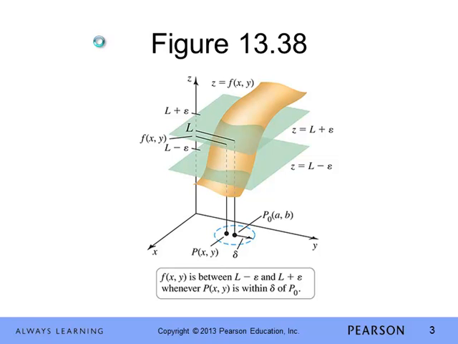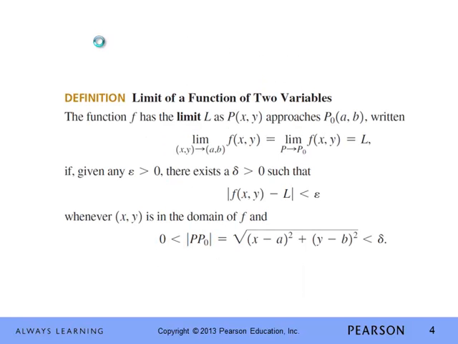Same concept in higher dimension. Okay, so here's the official definition of what it means for a limit to exist. Here we are taking the limit as (x, y) approaches a fixed point (a, b), as in P naught, of your two variable function f of x, y. To say that this limit exists and is equal to L, what does that mean?